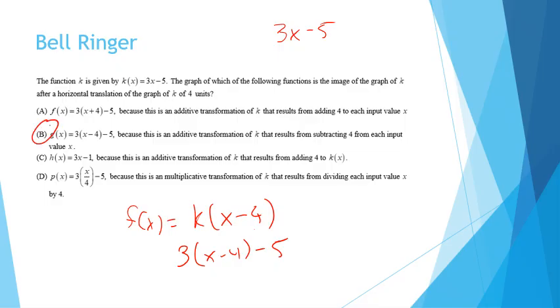The explanation: it's an additive transformation, which is just shifting it up and down or left and right. That results from subtracting 4 from each input value of x, which is what we have here. So that's perfect. So B is the correct answer for our bell ringer.